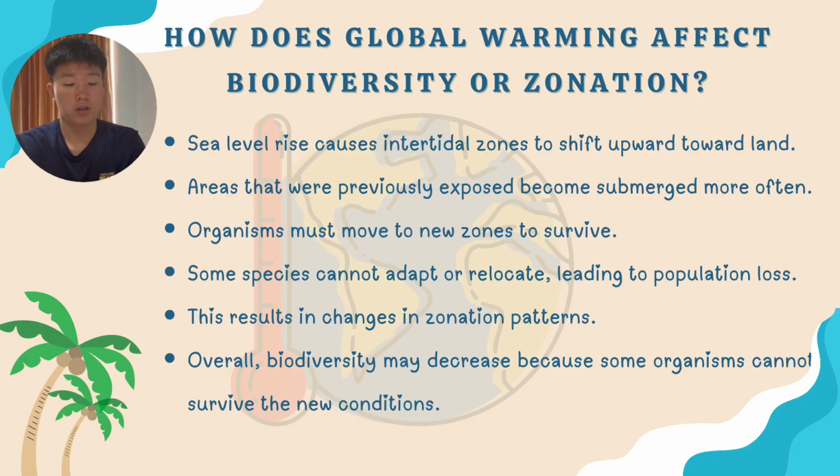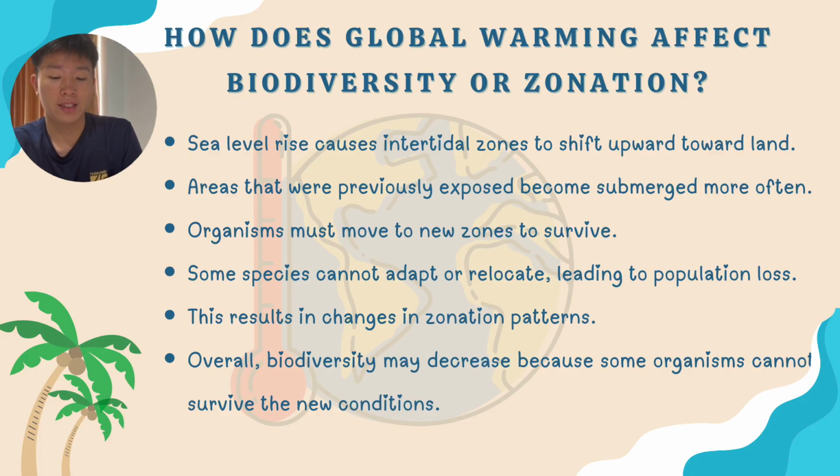Well now, how does global warming affect biodiversity or zonation? First, sea level rise causes the inshore zone to shift upward toward land. As global temperature increases, sea levels gradually rise, causing the inshore zones along the coastline to shift upward toward land and changing the natural boundaries between marine and terrestrial environments. Second, areas that were previously exposed become submerged more often. Areas that were previously exposed to air during low tide are now submerged under seawater more frequently because of rising sea levels, which significantly changes the environmental conditions in those habitats.